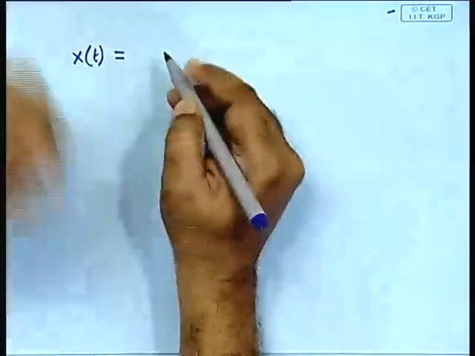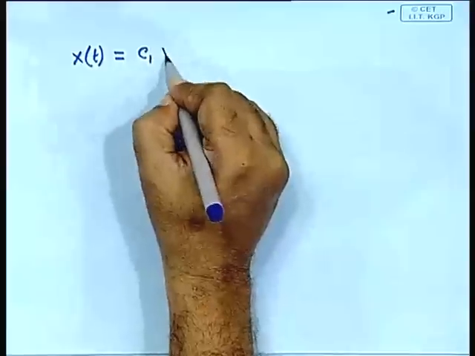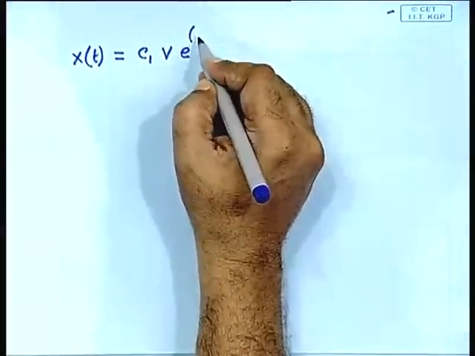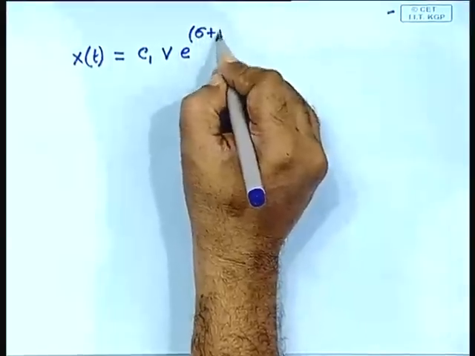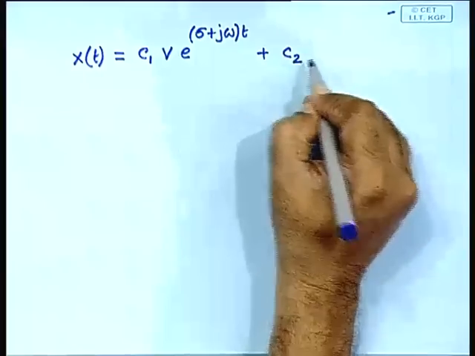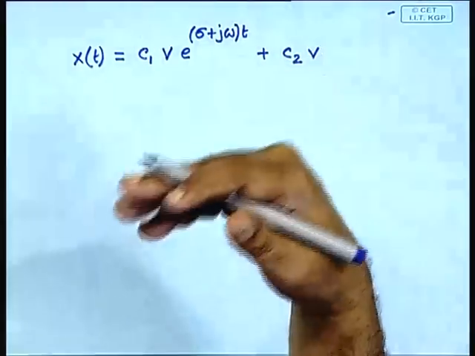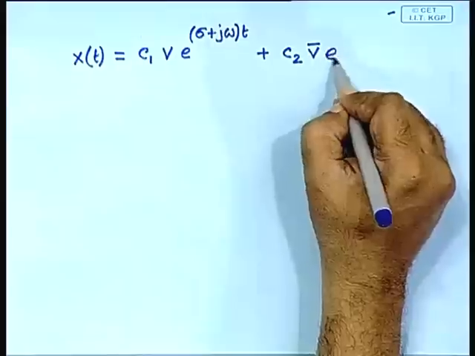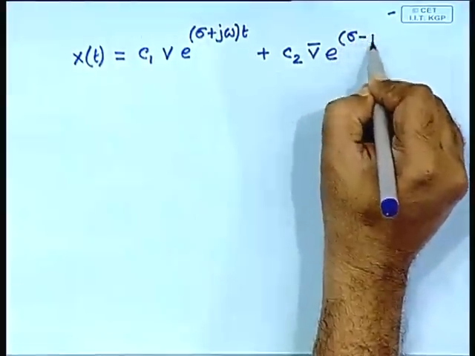So, you will use one of them. The other is to say that no, we will go the same way as we did earlier. We will have the two eigenvalues, two eigenvectors, and we will write the equation x(t) as C1 v e to the power sigma plus j omega t plus C2, the conjugate of v. So, I will write it like this, e to the power sigma minus j omega t.